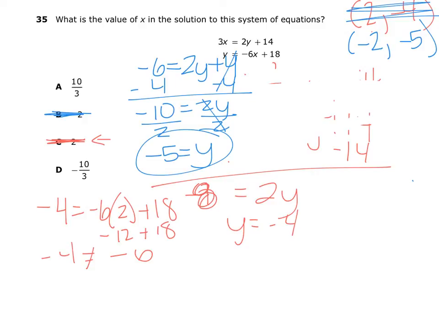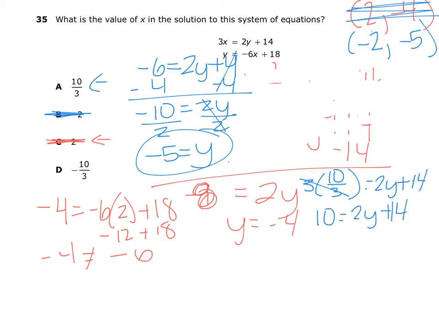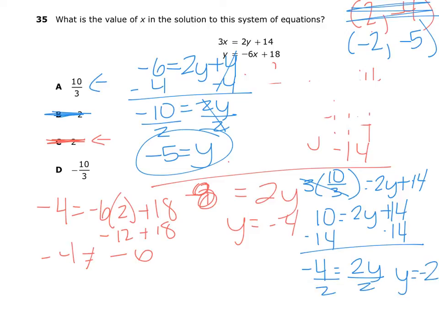So we're going to try 10 over 3. We're going to plug that in for x again. So we're going to do 3 times 10 over 3, and that's nice, equals 2y plus 14. The 3's, when you multiply that in your calculator, you're actually just going to get 10. So 10 equals 2y plus 14. We'll subtract 14 from each side. Get negative 4 equals 2y. Divide by 2, and we get that y is equal to negative 2.